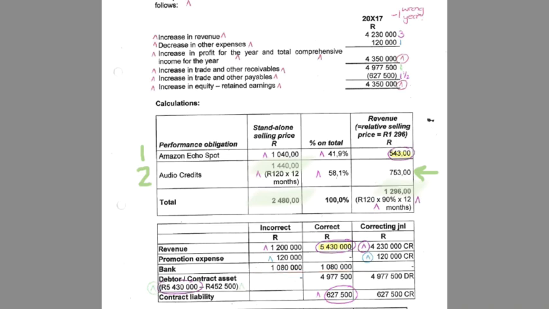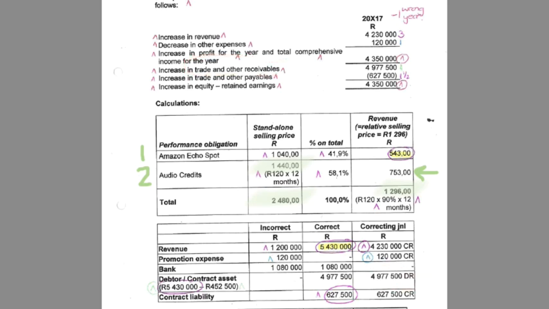Then we also need to recognize a trade and other receivable, either a debtor or contract asset, for the full amount of the Amazon Echo Spot, minus the little bit that we have already received. We have received 1 month of money, that is in December, so the debtor can be reduced a bit. So what is the balance left on the debtor or the contract asset? That is what we will see in trade and other receivables.